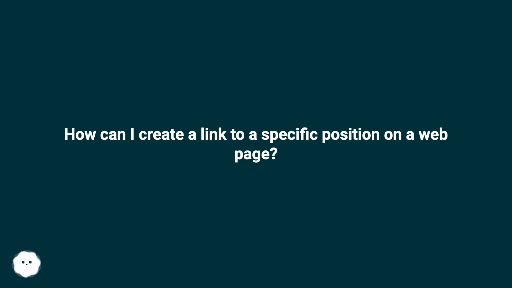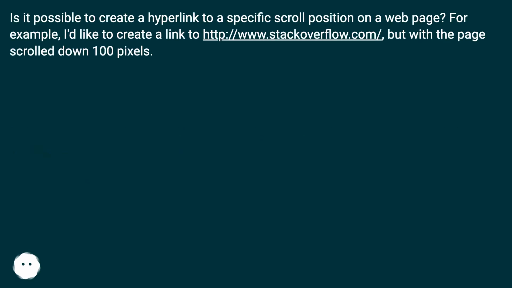How can I create a link to a specific position on a web page? Is it possible to create a hyperlink to a specific scroll position on a web page? For example, I'd like to create a link to this URL, but with the page scrolled down 100 pixels.